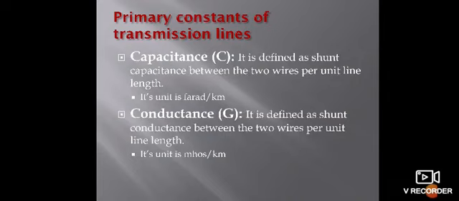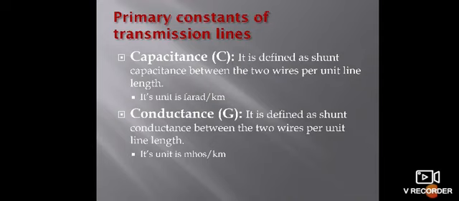Not only these two, we have other terms, that is capacitance and conductance. So what does capacitance mean? It is defined as the shunt capacitance between the two wires per unit line length, and its unit is farad per kilometer.